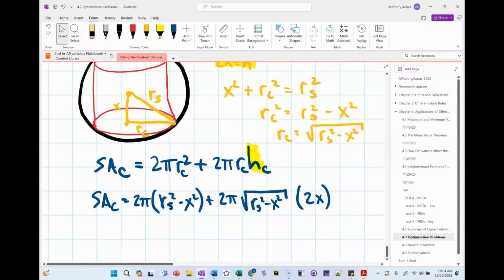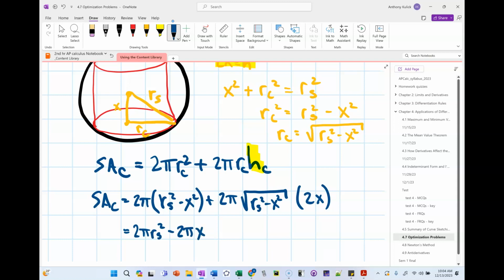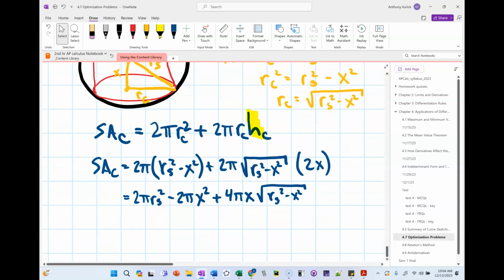Everybody okay so far? All right, let's try to clean this up and make the calculus maybe a little less tedious here. So we have 2 pi rs squared minus 2 pi x squared plus 4 pi x times the root of rs squared minus x squared. I don't love looking at that product rule right here. Here's what I'm going to do.